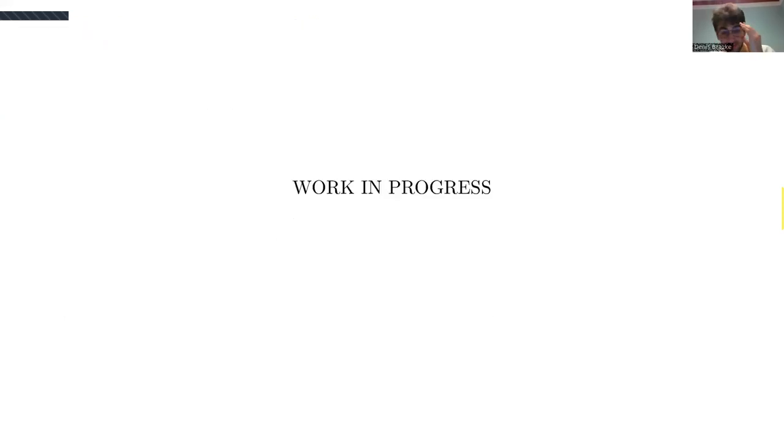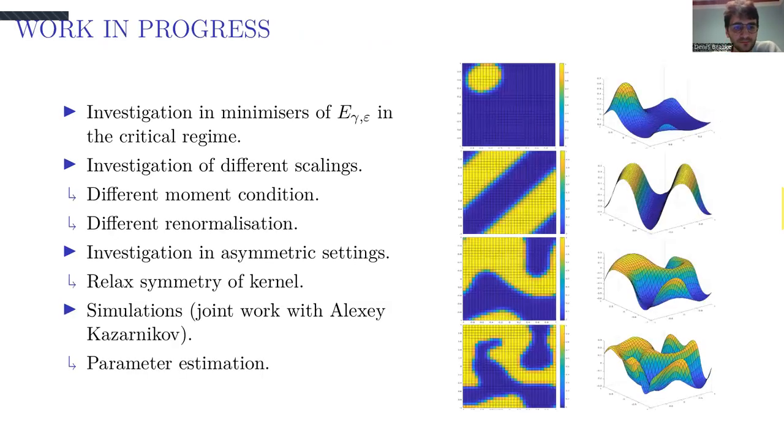So in the interest of time, let me just give you some work in progress before I end here. What we are trying to do now is analyze the critical regime. So if gamma equals gamma crit, then we know the gamma limit is zero. So what we could do is renormalize the whole energy, for example, dividing by epsilon, and see if we can, again, derive a gamma limit, which is now a higher order gamma limit. Basically, a Taylor expansion in epsilon for the energy function.